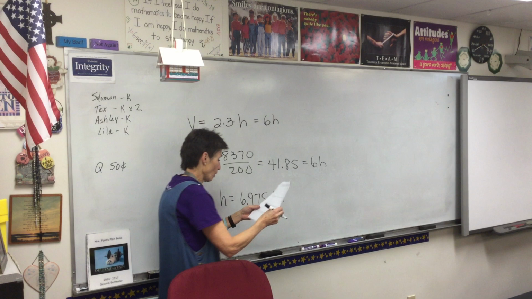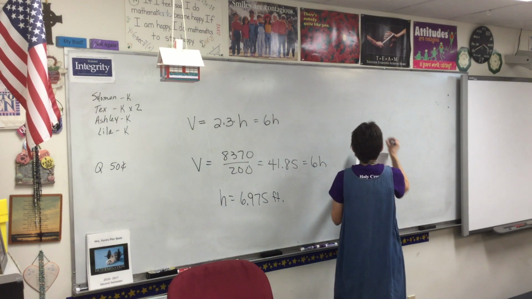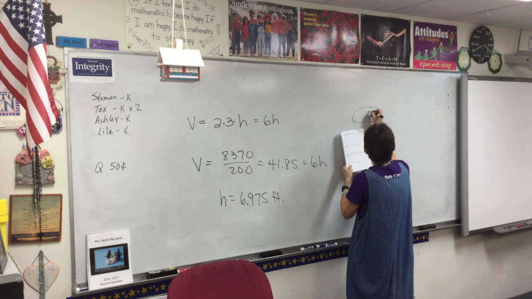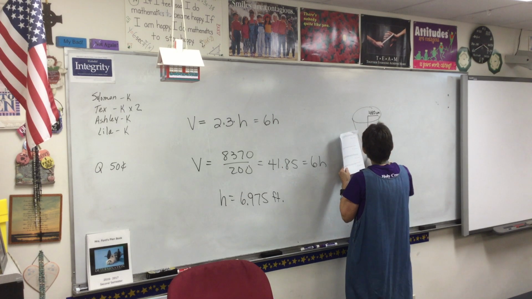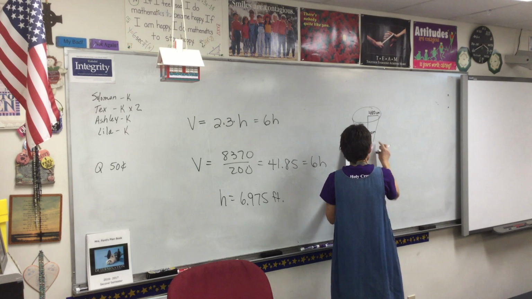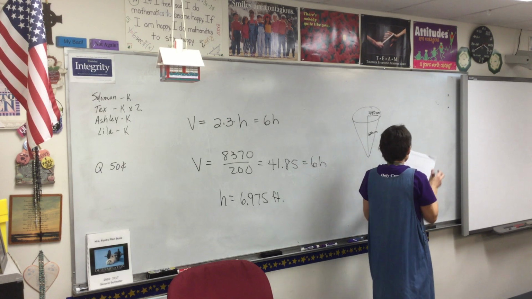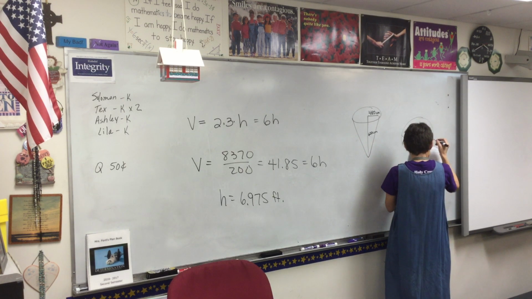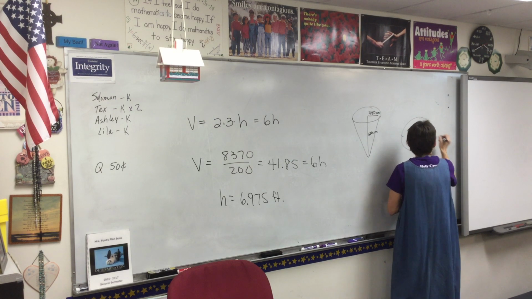One more. Which holds more? A conical tank with a radius of 480 centimeters and a height of 620 centimeters, or a sphere with a radius of 3.5 meters.